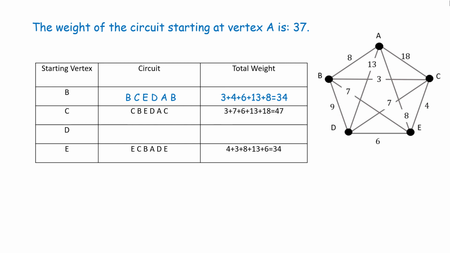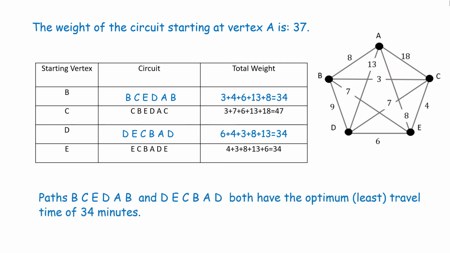Now, pause the video as you use the traveling salesperson algorithm to find a circuit with a starting vertex at D. When you finish, resume the video. My path with D was D, E, C, B, A, D. The sum is 34. Did our values match? We see that paths B, C, E, D, A, B and D, E, C, B, A, D both have the optimum or least travel time of 34 minutes.